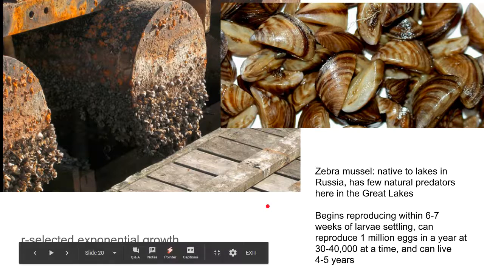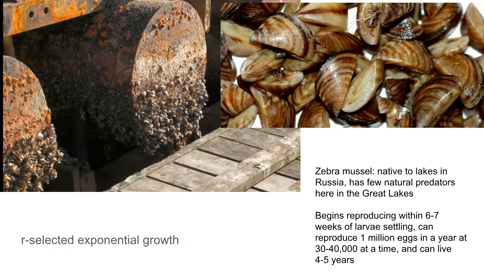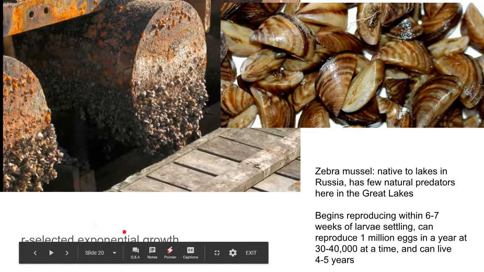One example of that would be the zebra mussels. They're native to lakes in Russia, but they've come over in ships to the Great Lakes. So this is just a phenomenal thing here. Amazing, right? It's really harmful, but they can begin reproducing within 6 to 7 weeks. They can reproduce 1 million eggs in a year, 30 to 40,000 at a time, and can live 4 to 5 years. If there's nothing naturally killing them off, that is going to create a humongous exponential growth curve. Again, we're calling this big exponential growth r-selected species.